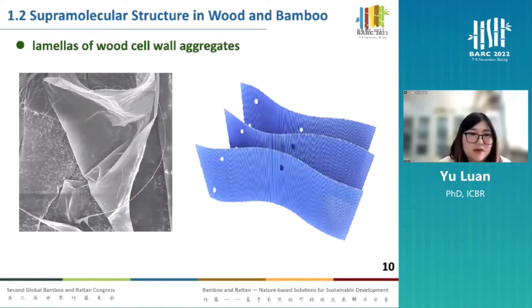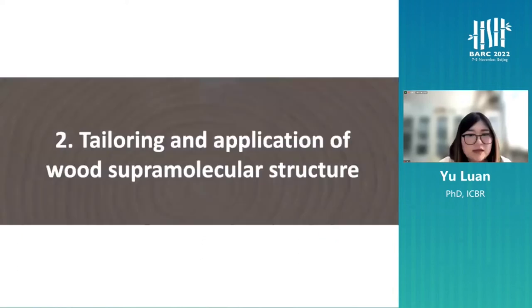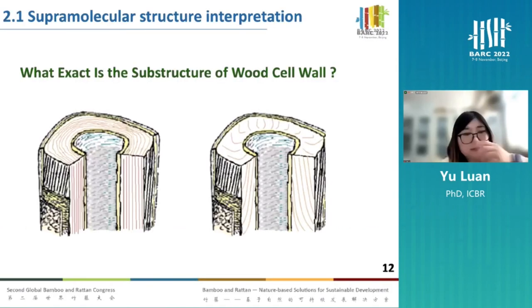At a high level, there is a thin layer of aggregates in the cell wall, which is a typical supramolecular aggregate structure in wood. This structure also exists in bamboo materials. Secondly, I will talk about the regulation of wood supramolecular structure and related applications.